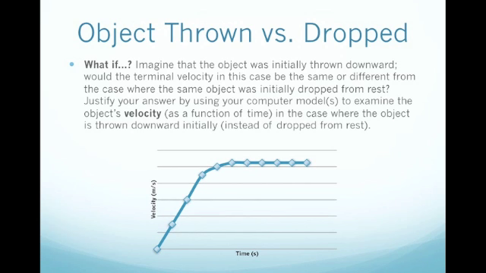Now let's look at the second question of what if. We can model an object being thrown by changing the initial velocity in our code. We can do this by changing the y value to something like negative 15 meters per second. After being ran, the resulting velocity versus time graph should look something like this.